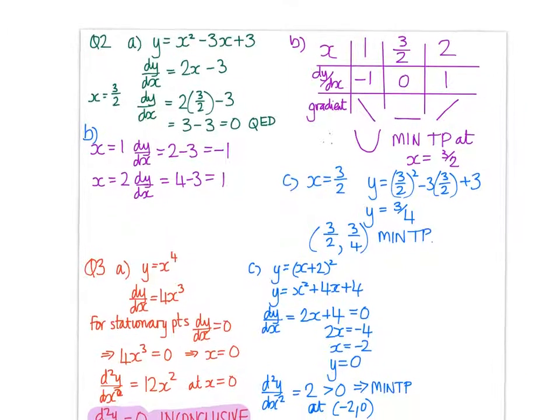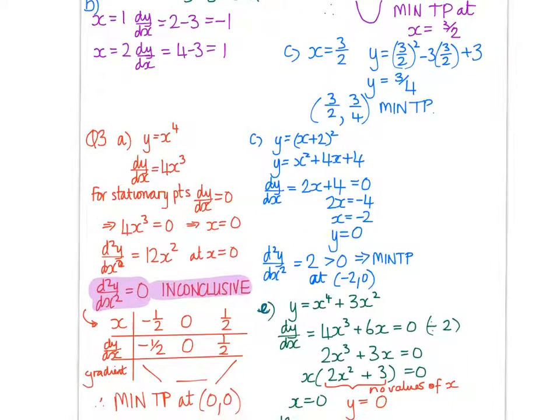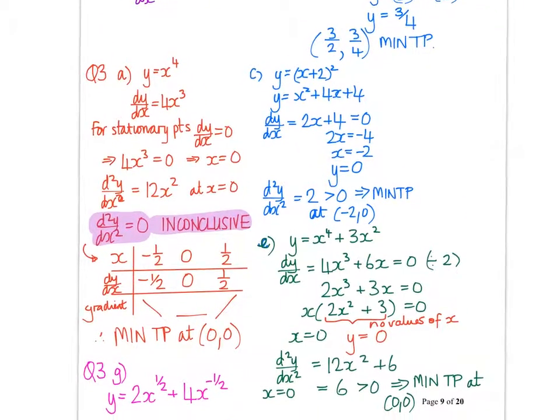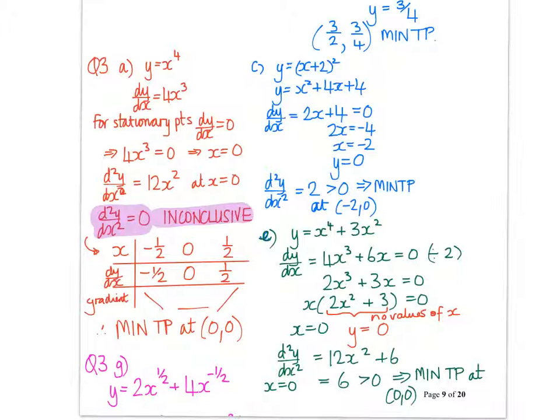And question 3. Now question 3, we had the second derivative equal to 0. So that made it inconclusive. So I have to actually go a little bit before the turning point, a little bit after, find out the values of the gradient of the tangent to the curve, and then from there I can see that it's actually a minimum turning point. It's not a point of inflection, but it's a minimum turning point.